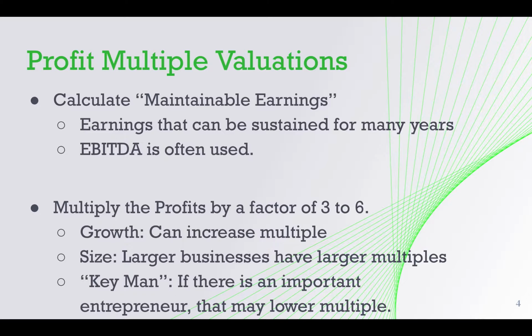The size of each company might be different. So we will calculate their profit and then compare that to the profit to value ratios of similar companies in the same industry. So this is called profit multiples. So we want to calculate the maintainable earnings, that is, the earnings that can be sustained for a consistent period of time. And the acronym EBITDA is often used. Earnings before you take into account interest, taxes, depreciation, and amortization.